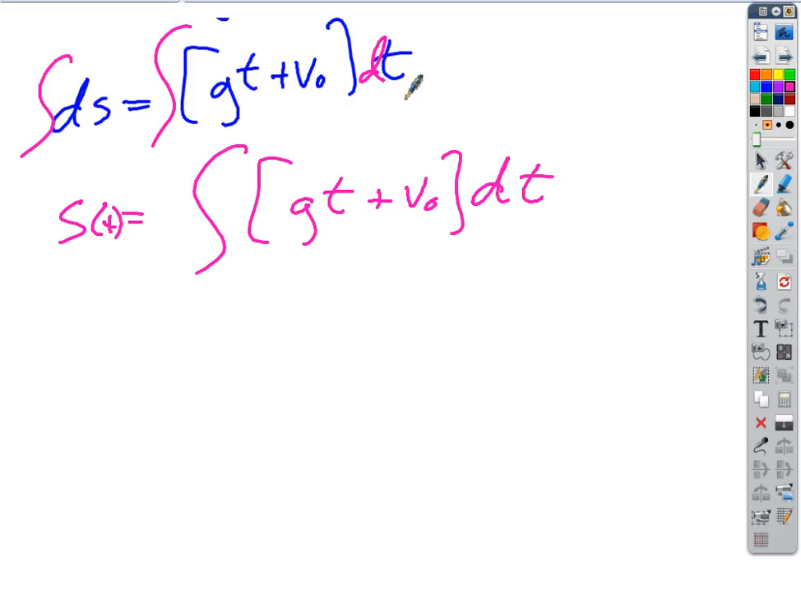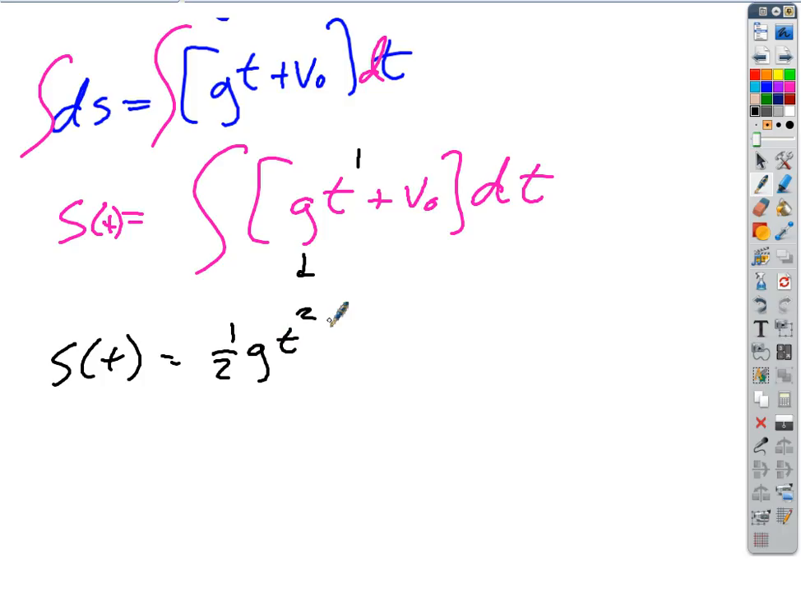If we solve this, what's the antiderivative of g t to the 1? I can pull the g out front. What's the antiderivative of t to the 1? We got to use the power rule. T squared over 2, right? So the first term is going to give me 1/2 g t squared, right?